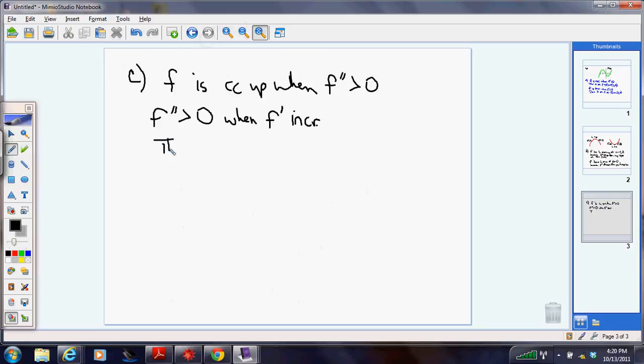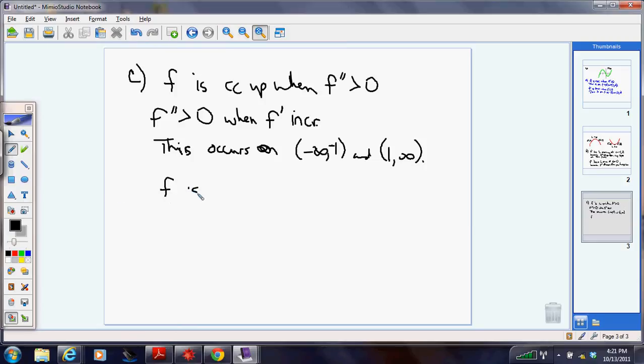So again, I'm just going to say this occurs on negative infinity to 1, and I'm sorry, that should be a negative 1, shouldn't it? And then from 1 to positive infinity.